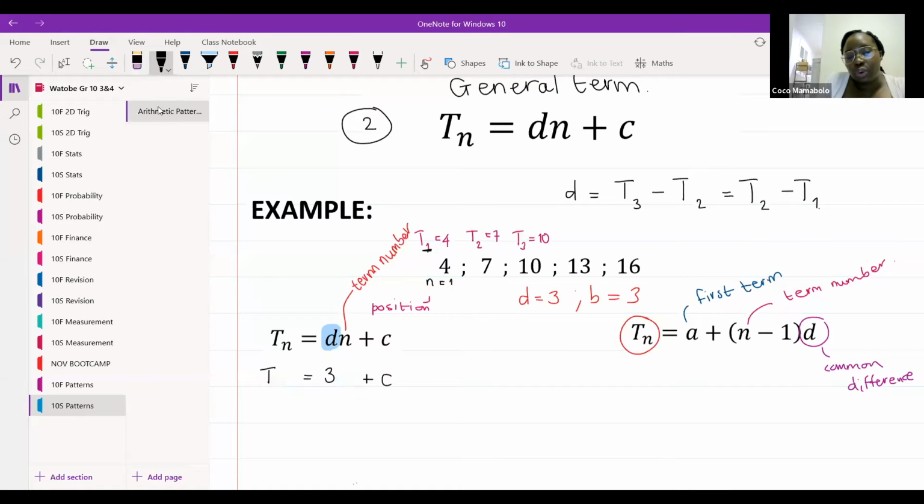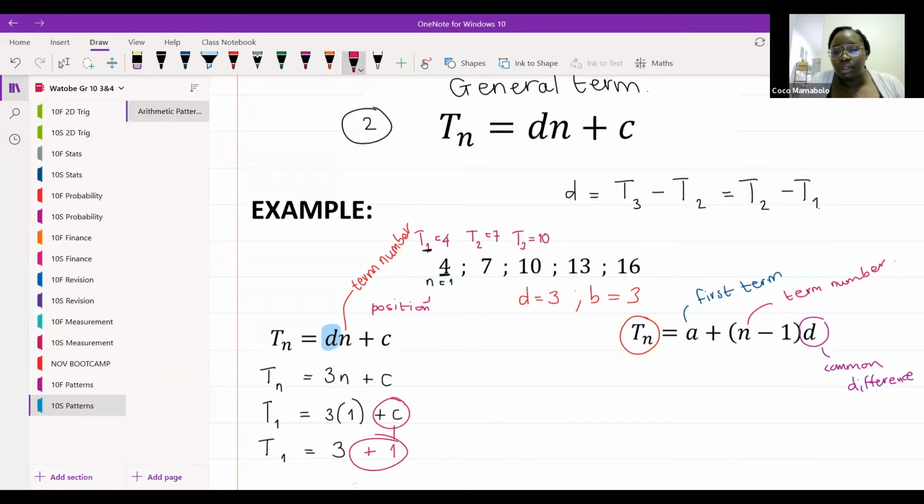Okay, so I'm going to go T1, oh, let me start again. Tn is equal to 3n. T1 is going to equal 3 times 1, right? Plus C. Now the problem is T1 is equal to 3, but the number in my first position is actually 4. So I'm going to ask you guys, what do I need to add to this 3 over here to get from 3 to 4? Because the number in my first position is actually 4, not 3. I need to add plus 1, correct, plus 1. So what that tells me is that in my general formula, C is going to be plus 1.